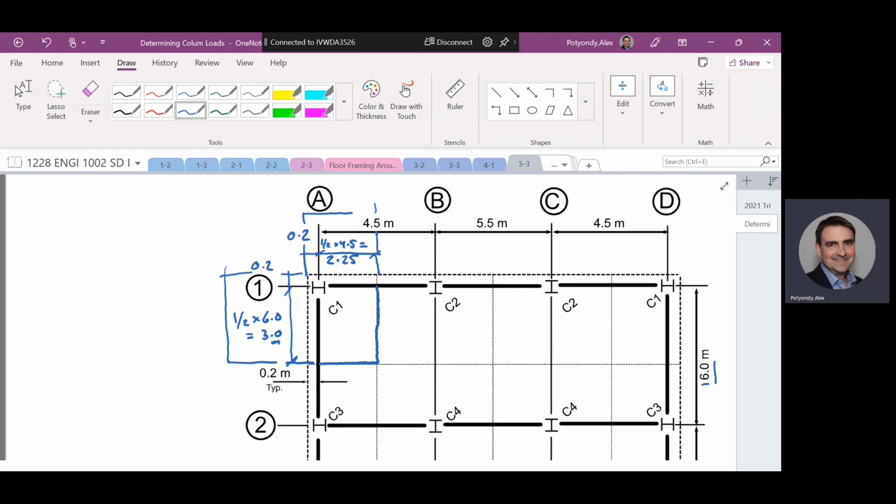Can I put this up in here? Sure, I can. 2.25 plus 0.2 is going to be 2.45, and here is going to be 3 plus 0.2, which is 3.2. Okay, and I'm going to write it down here. First off, I'm going to shade this.